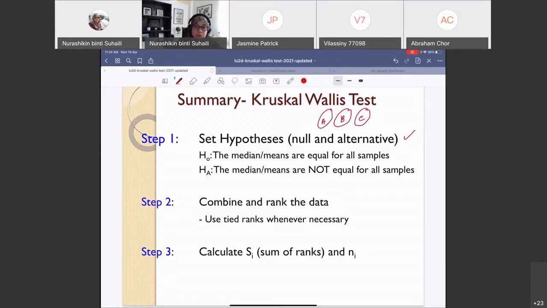For the Mann-Whitney test or even the test before, because we only have two samples, we always say that the null hypothesis is mu A equal to mu B, right? And for the alternative, we can say that mu A is not equal to mu B, or if we know the condition, we can say mu A is greater than mu B or mu A is less than mu B. So that is the case for two samples.